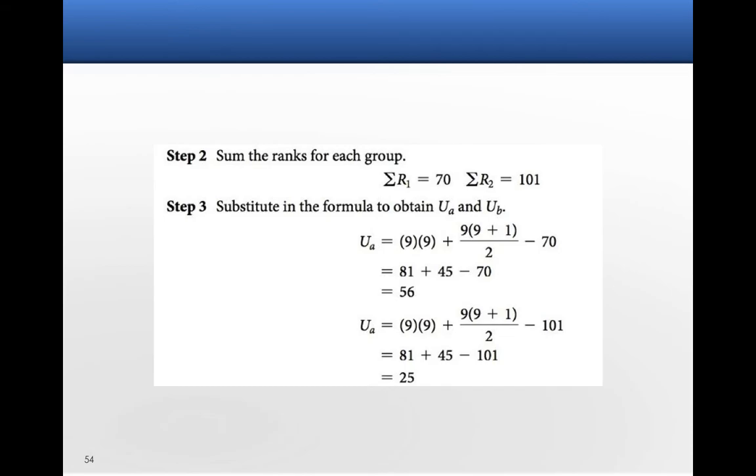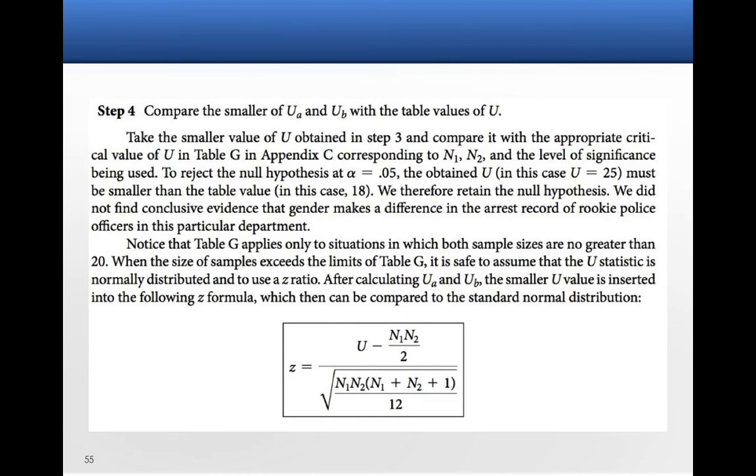Okay, sum the ranks in each group. Substitute into the formula. Okay, and here we're going to get, we got our formula here, okay? So the obtained U in this case is 25, and it has to be smaller than the table value, in this case 18. So we're going to retain our null hypothesis.